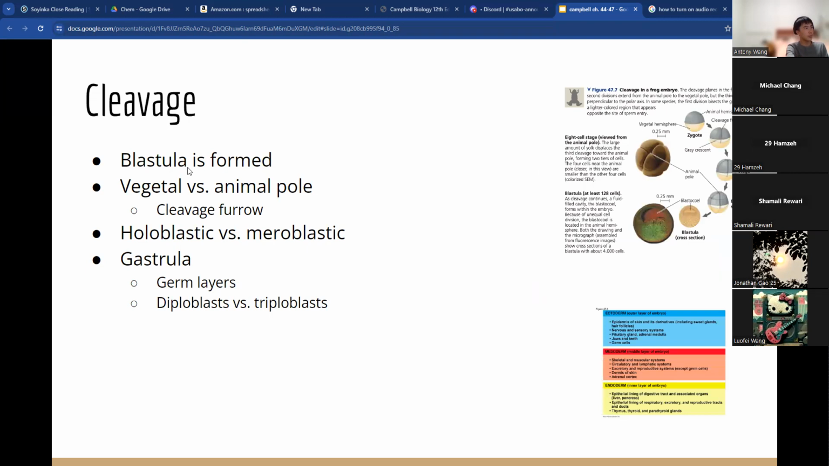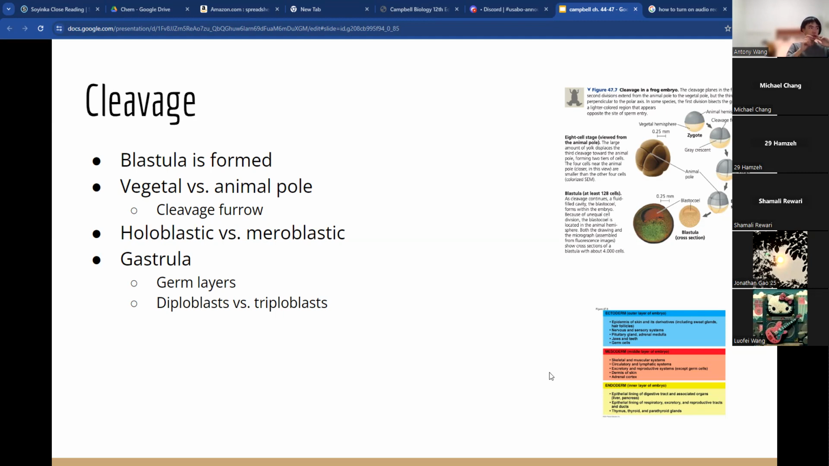Okay, so now let's talk about cleavage. Once an egg is fertilized, it will undergo a process known as cleavage, which is rapid cell division without increasing your cytoplasm. So you end up with a bunch of smaller, tiny cells in a stage called a blastula.